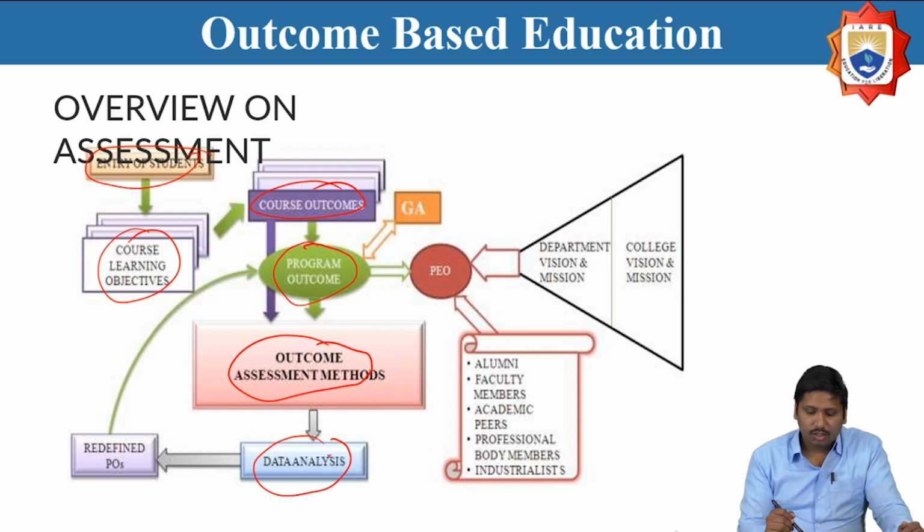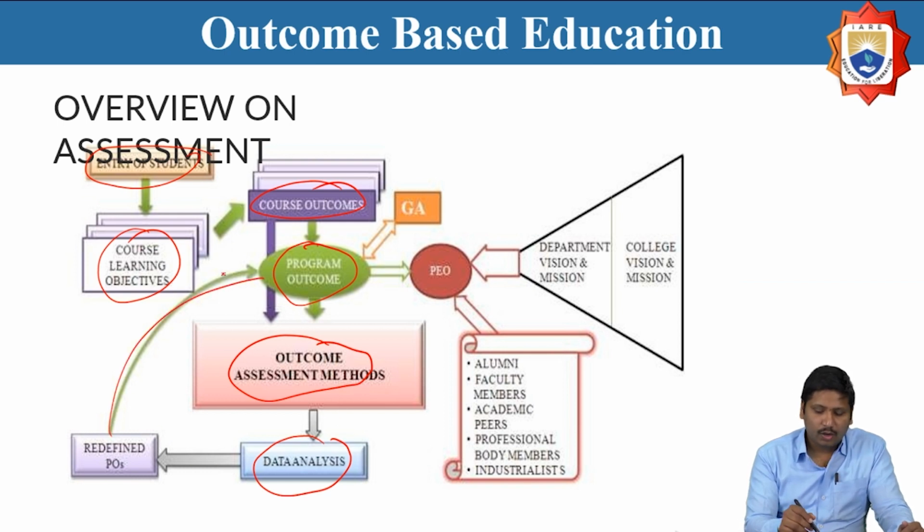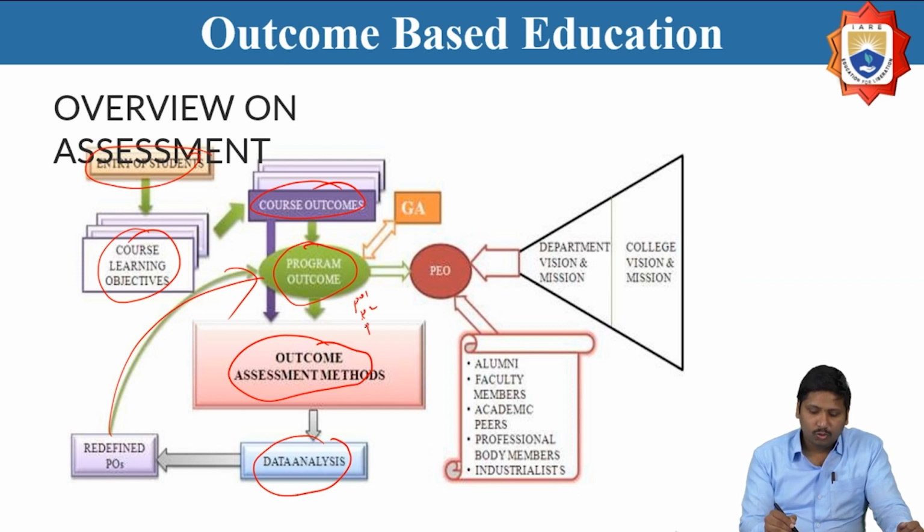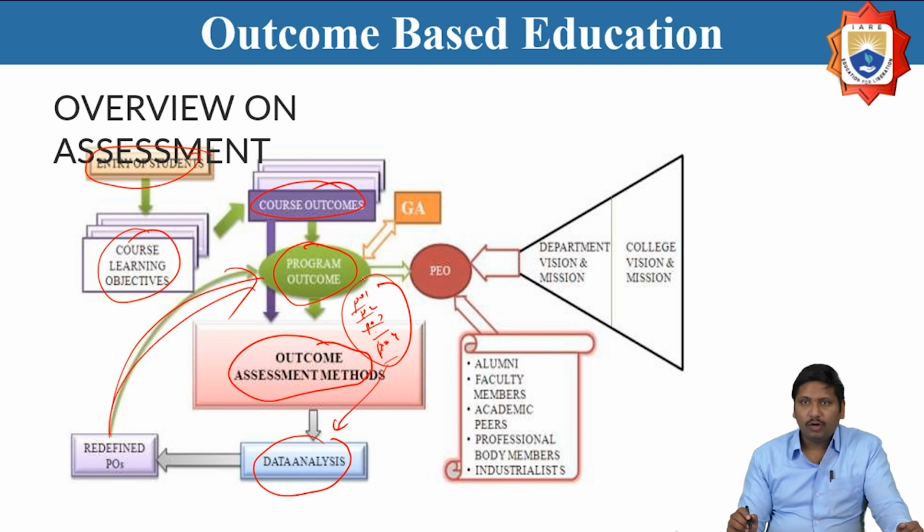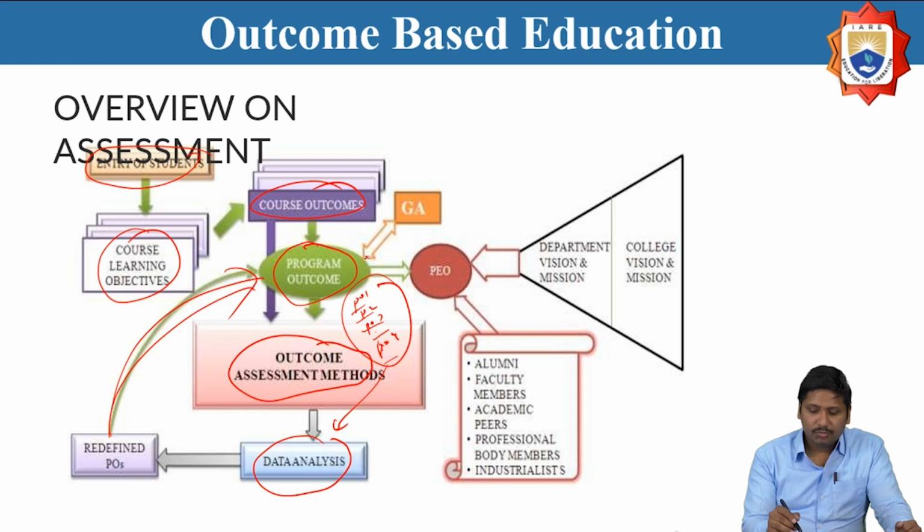And for the program outcomes, if any remodification is to be done in the POs, then we are able to do that, and it has to be sent back to the POs. So POs are going to be defined as PO2, PO3, and PO4 like this, and we apply some of the assessment methods on all these POs by performing data analysis. And if any PO has to be refined in order to meet this, then we have to modify that.